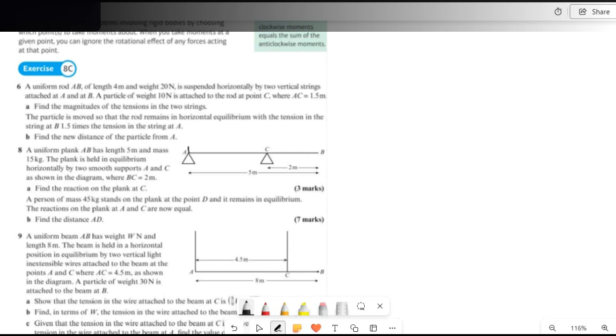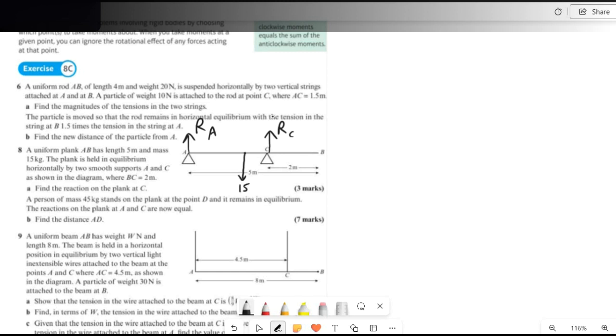For part A, we have to find the reaction on the plank at C. On the diagram, there is going to be a normal reaction force at A, which is RA, due to the pivot. Similarly at C, there is also going to be another normal reaction force, which is RC, due to the pivot. And since the plank is uniform, the center of mass is located exactly at the midpoint of AB, which is here.